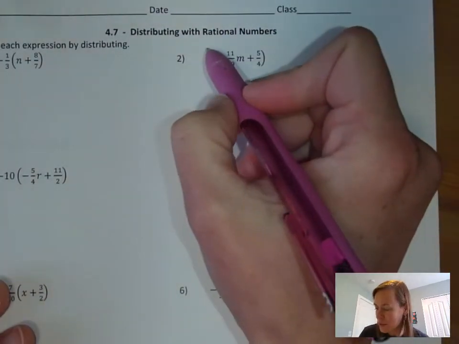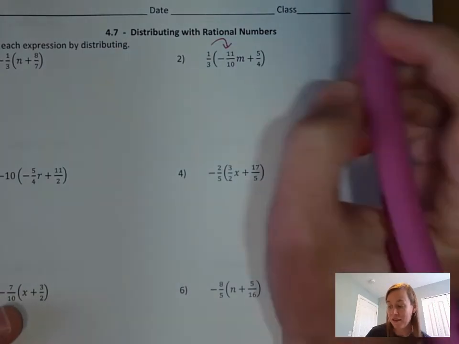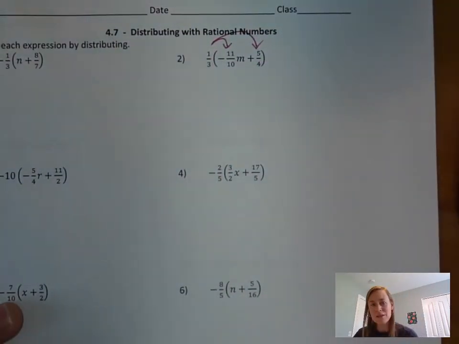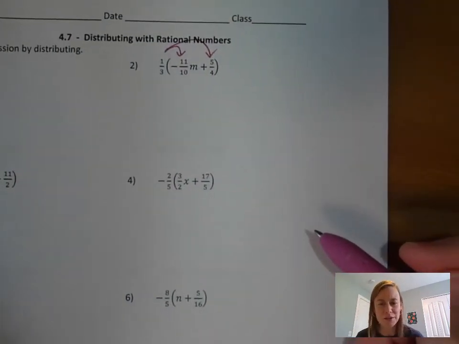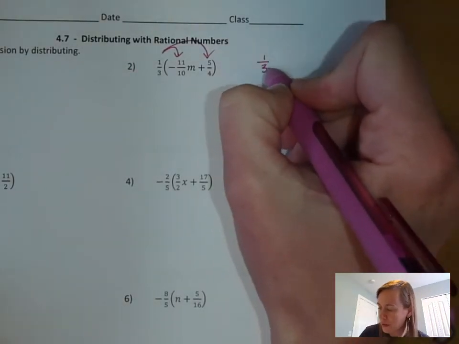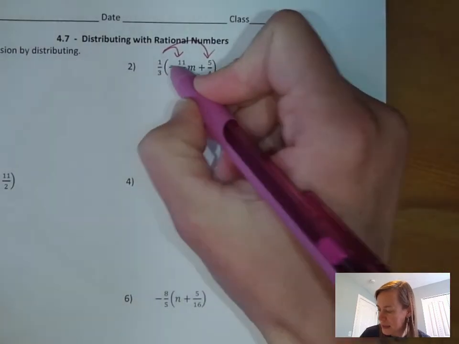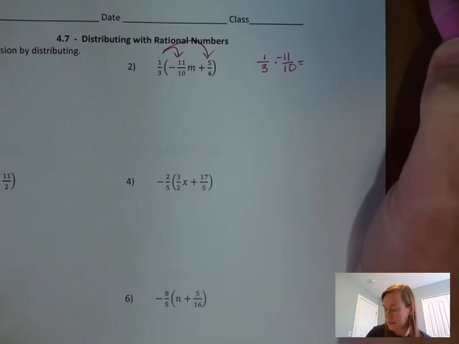So on number 2, we have this 1/3, which is going to distribute to the negative 11/10 m, and it's going to distribute to the 5/4. So I'm going to use my calculator. Actually, you know what? I'm going to skip the calculator so I can show you how to multiply, just in case you want a review of that. So for multiplying 1/3 times 11/10, and it's a negative 11/10, I'm going to put that negative up there with the 11. Now I just multiply straight across.